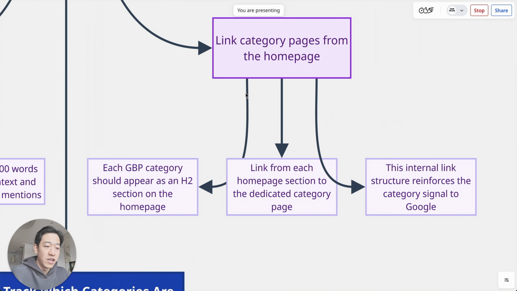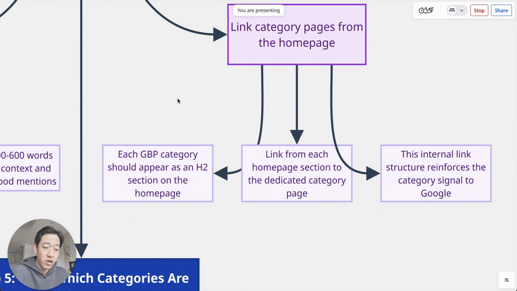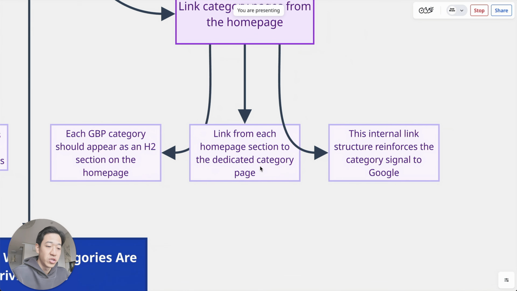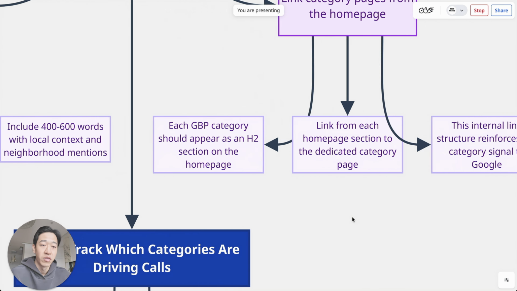Next, you link the category pages from the homepage. Each GBP category should appear as an H2 section on the homepage. You link it from the homepage section to a dedicated category page. And this internal link structure reinforces the category signal to Google.